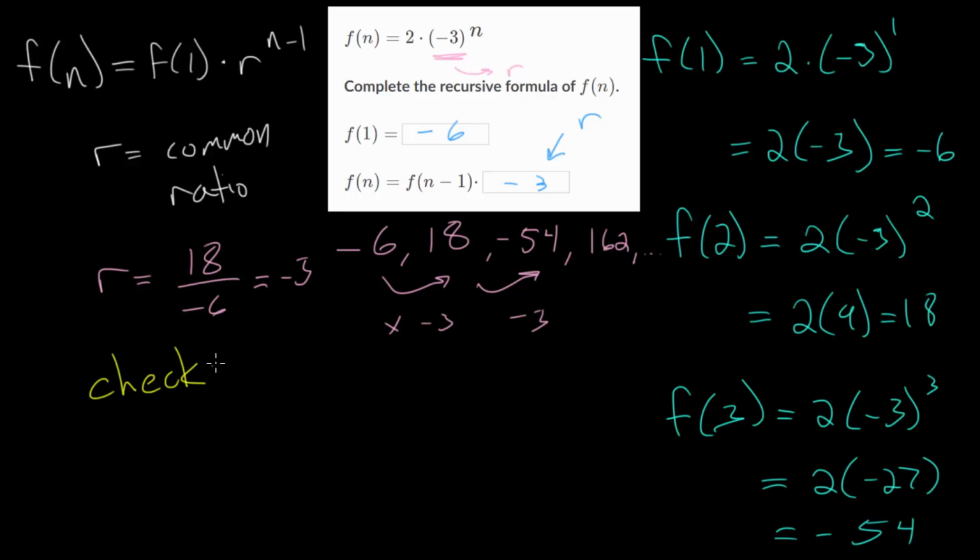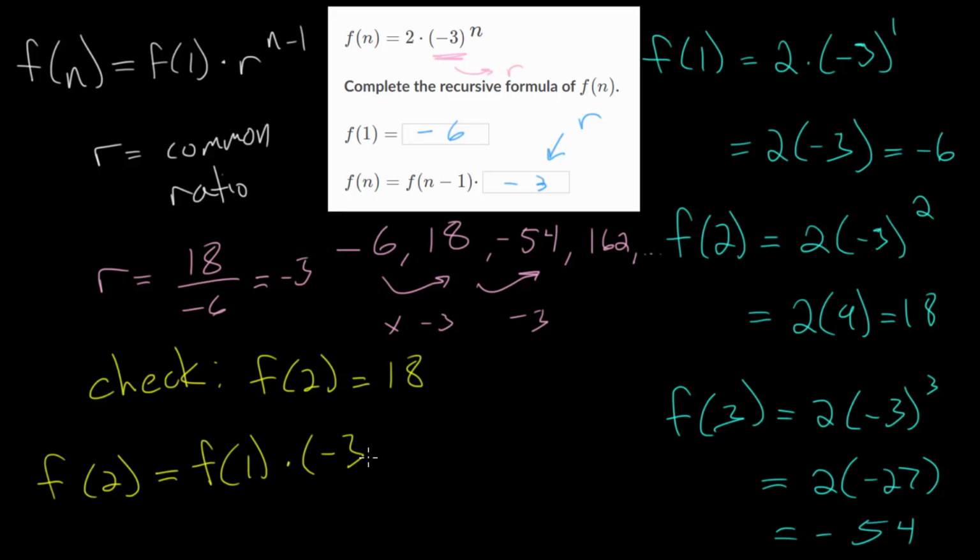But let's check our work. And let's just find the second term in our recursive formula. Since we know that the second term, we found that earlier, that's going to be 18. So plugging that into our general formula for this recursive formula, we have f of 2. So n equals 2 here. So we have f of 2 minus 1, which is just f of 1, multiplied by negative 3. And the first term we know is negative 6. And negative 6 times negative 3 would be positive 18. So we got what we expected, which means we can feel confident that these numbers are correct.